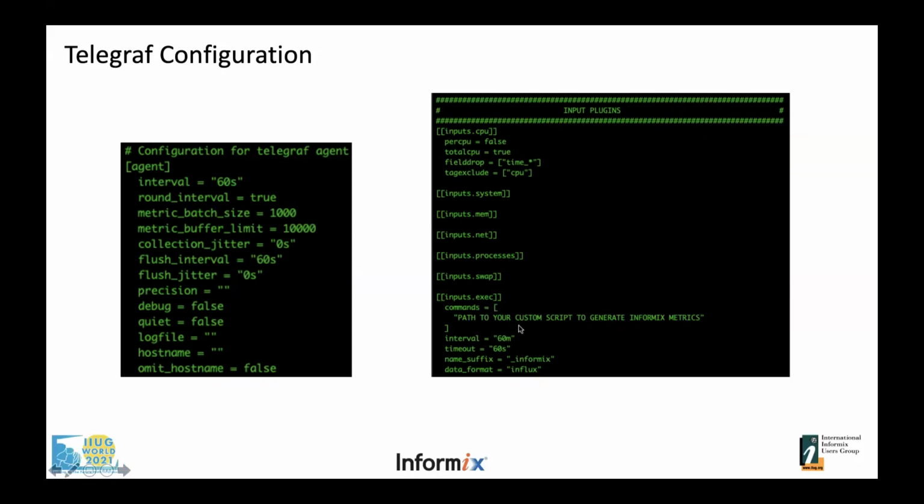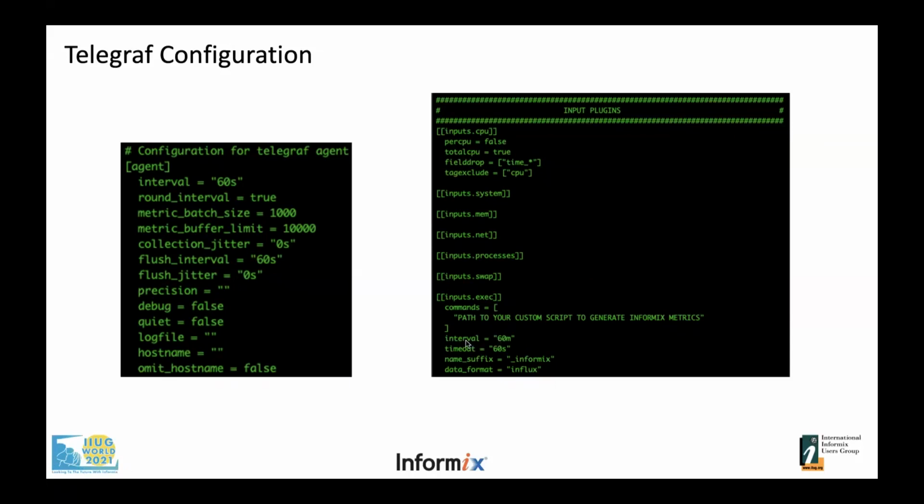The last part is important here, inputs.exec. This is where we configure the path of our bash script that we write to generate the Informix metrics. Whatever path you have placed your bash script in, you need to give that path here, so that Telegraf will go to that path, run that script, generate the metrics, convert them into Telegraf format, and then send them to the time series database. And here again, if you configure your interval, it will override your default settings.